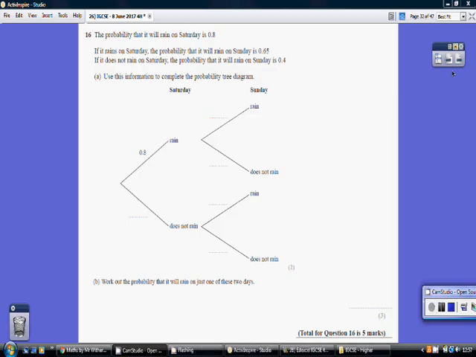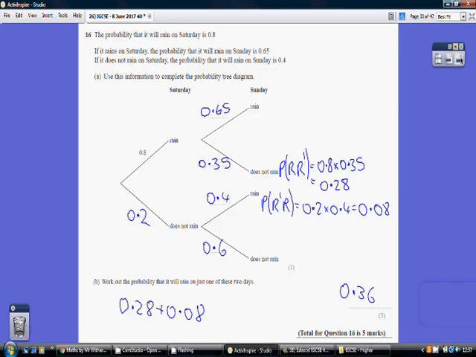Question 16. So, fairly straightforward, I think. We're told the probability that it rains is 0.8 on Saturday, so the probability it does not rain must be the rest to take us up to 1, so that's 0.2. 0.8 add 0.2 is 1. These branches will always add up to 1.